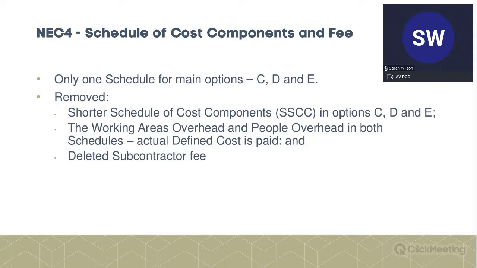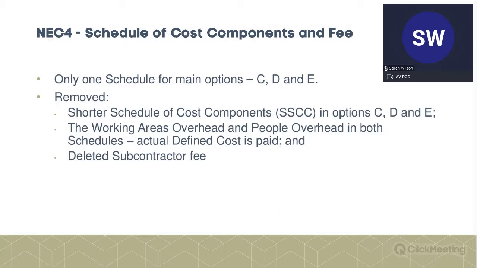Right, so the changes, lots of these really simplify the situation. What we've learned today is that for options C, D, and E of the contract, you can use, in certain circumstances, both schedules. Well, NEC4 changes that, and there's only one schedule allowed to be used, and that is the ordinary schedule. The shorter schedule is just not applicable, which I think simplifies things, but whether it's going to have any practical impact on your lives, I think is doubtful, because I suspect it's probably not used very often as it is.